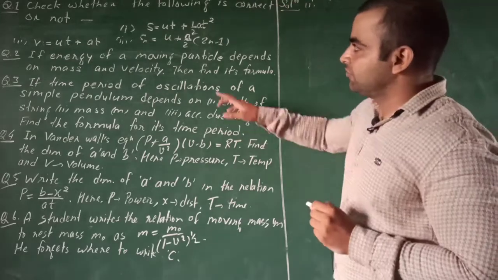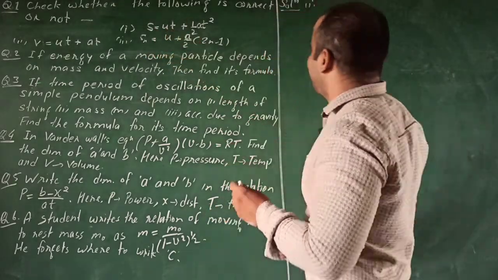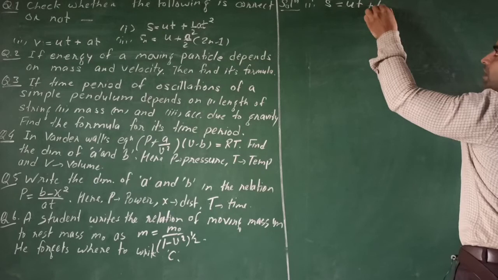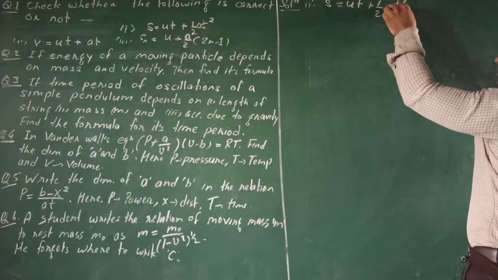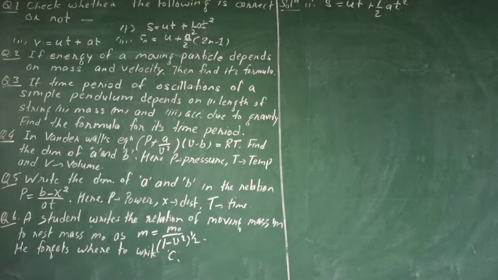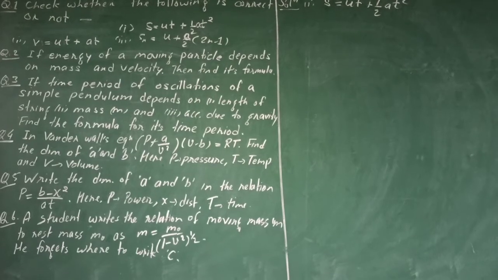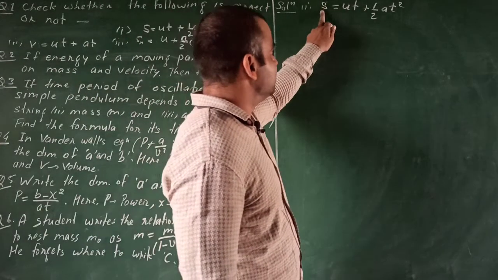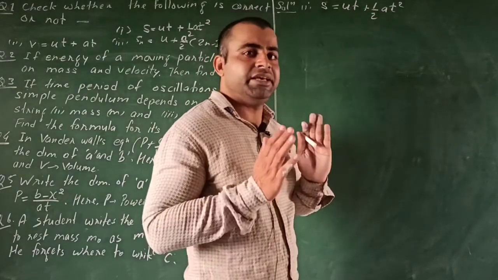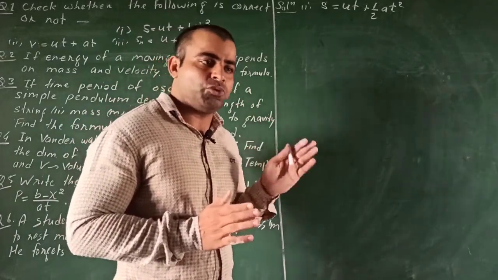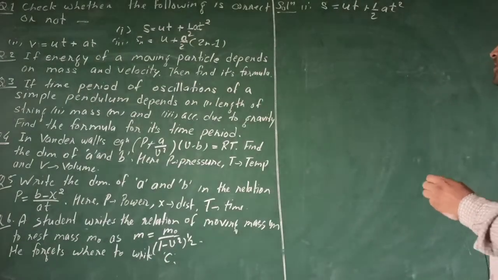solve it. First is given s equals ut plus half at square. And we know for the dimension, if the terms are added or subtracted, they have the same dimension. Means these terms all have the same dimension according to the law of homogeneity, or say principle of homogeneity.